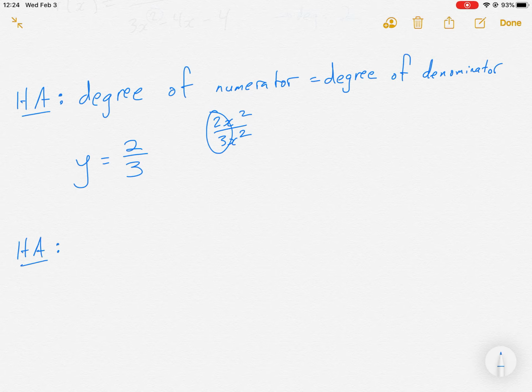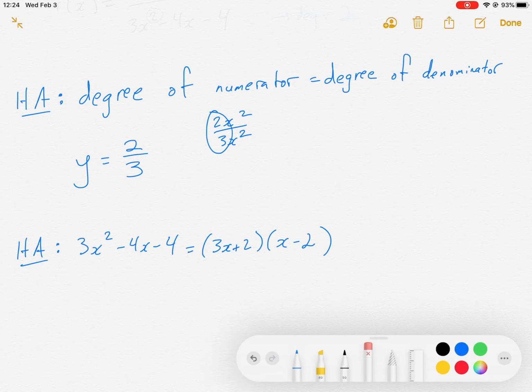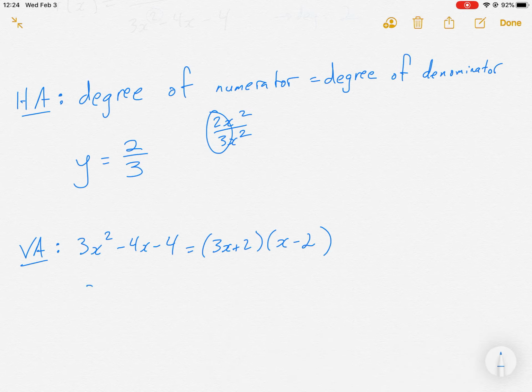Now for the vertical asymptote, we need to factor the denominator. So let's take a look at 3x squared minus 4x minus 4. In order to factor, we have to multiply a times c. We get negative 12, and we need numbers that add up to negative 4. And so this will factor to 3x plus 2 and x minus 2. We're now in a position to solve for our vertical asymptotes. I'm just noticing that I have a typo right there. That should say vertical. So let's set each of those factors in the denominator equal to 0.